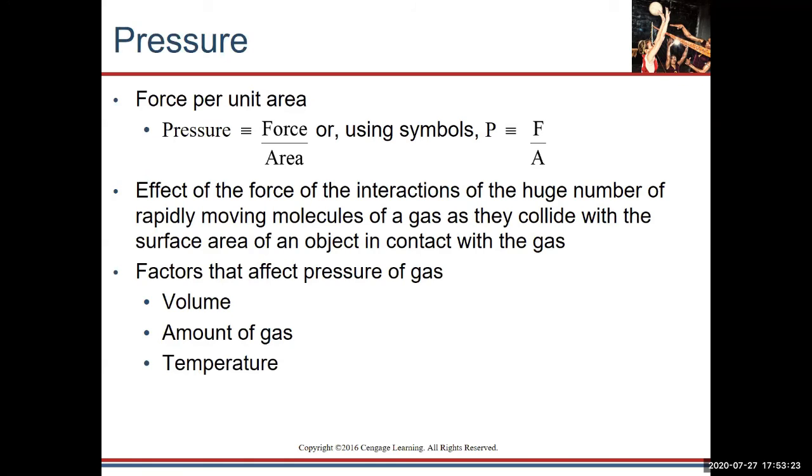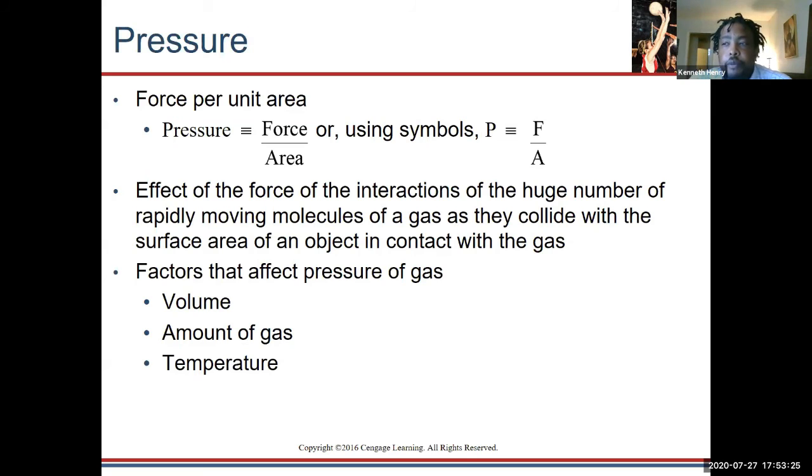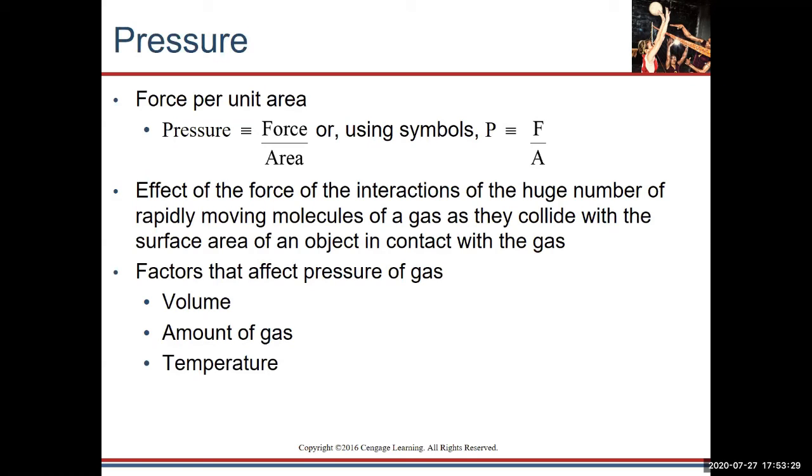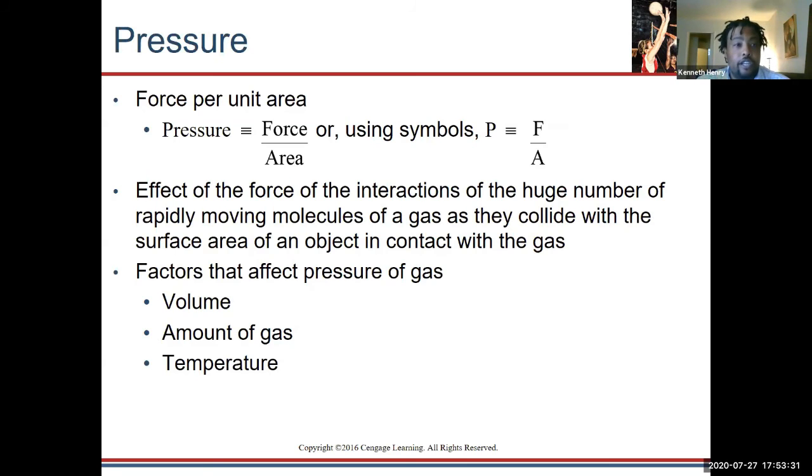Changing temperature. Because I'm increasing temperature, and as I increase temperature, what's going to happen? Temperature and pressure are going to increase, and they're going to be directly proportional to each other, right? As the temperature increases, the more pressure you're going to get, right?